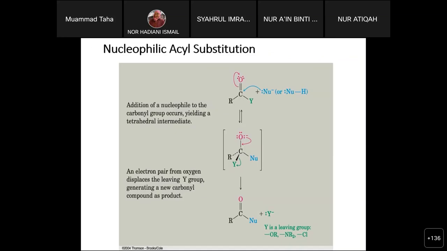Nucleophilic acyl substitution reactions we have already discussed previously, and you can see the mechanism again: the nucleophile attacks the carbonyl group. The oxygen shares its electrons, they go up and form the negative charge. Then this kicks back, the leaving group leaves, and this becomes the substituted product of the acyl group. Okay, next slide.